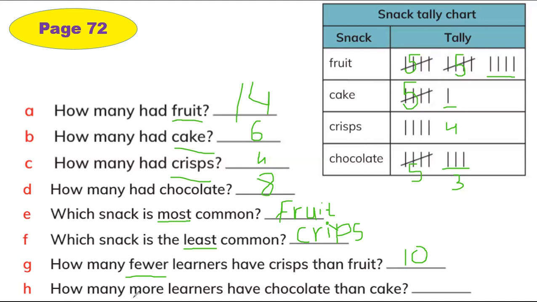How many more learners have chocolate than cake? So where is the chocolate? Here's the chocolate and here is the cake. Chocolate is 5 and 3, 8, and here is 6. 8 minus 6. How many? 8 minus 6 is 2. So only 2 more learners have chocolate than cake.